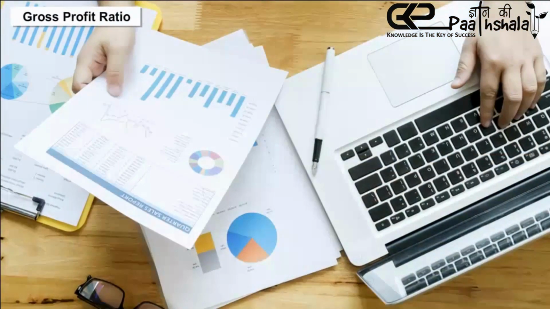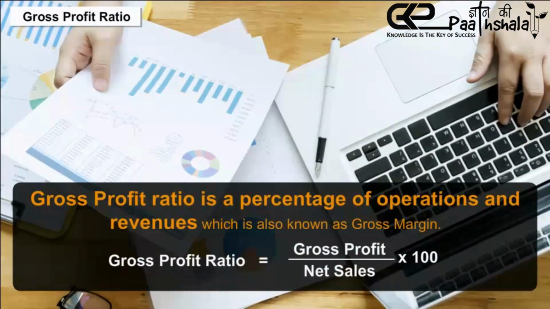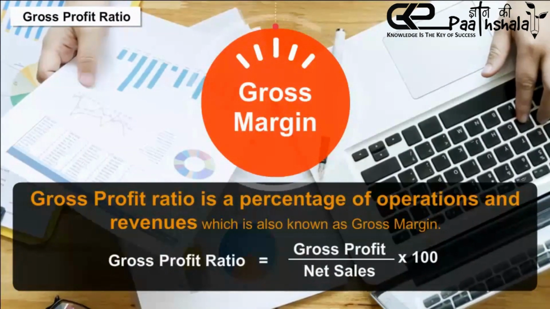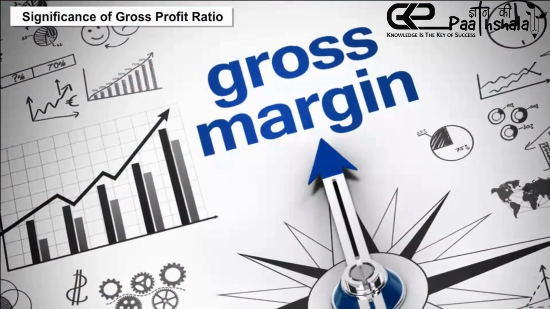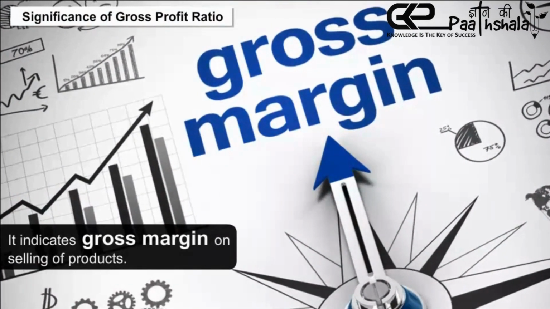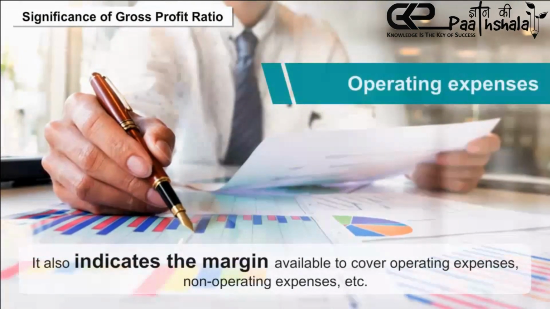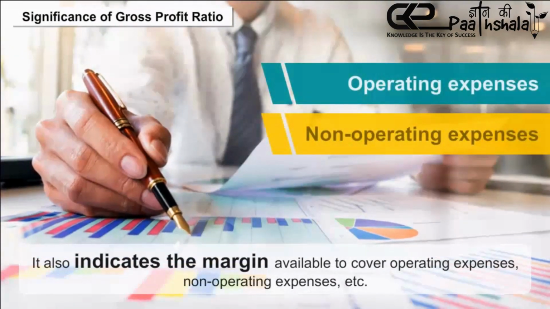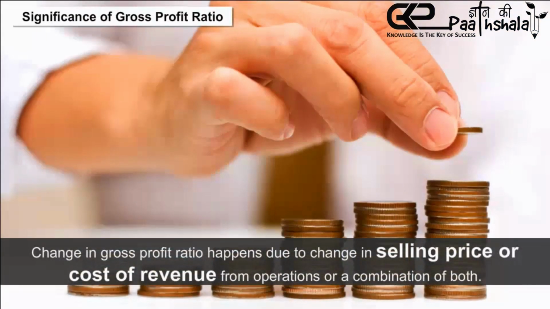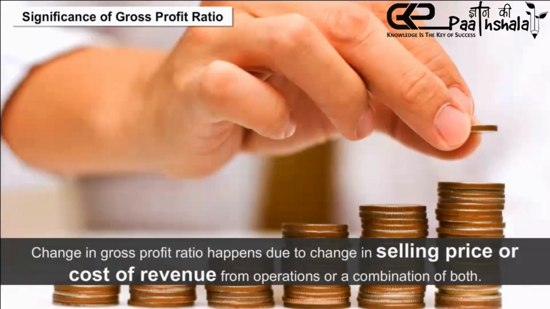Gross profit ratio. Gross profit ratio is a percentage of revenue from operations, which is also known as gross margin. Significance of gross profit ratio. It indicates gross margin on selling of products. It also indicates the margin available to cover operating expenses, non-operating expenses, etc. Change in gross profit ratio happens due to change in selling price or cost of revenue from operations or a combination of both.